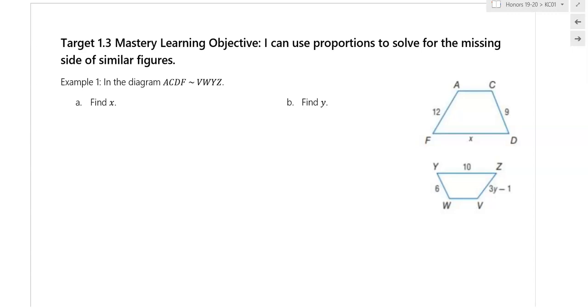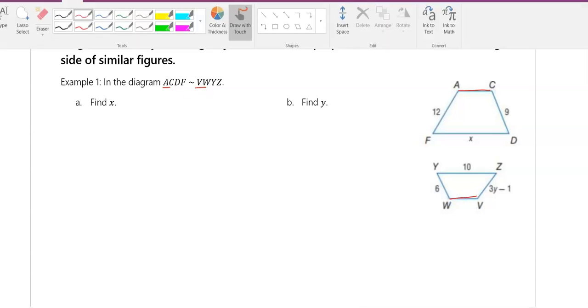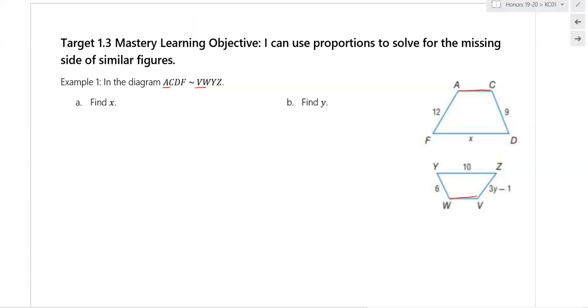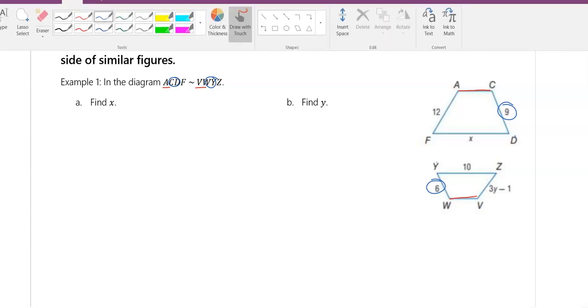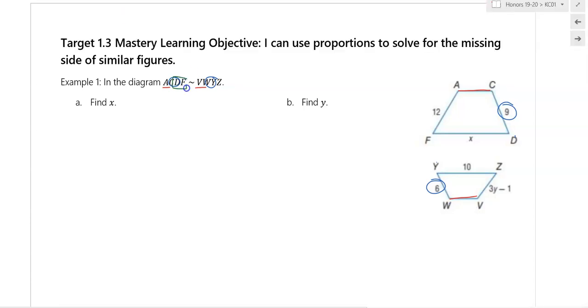Okay? The biggest thing to do is start by identifying your corresponding sides with those letters, right? So we have A to C. This side matches with VW, this side. There's nothing on those sides, so not super important. CD and WY. C to D and W to Y. Those go together. DF and YZ. So D to F, I'm going to put a square on that, and Y to Z.